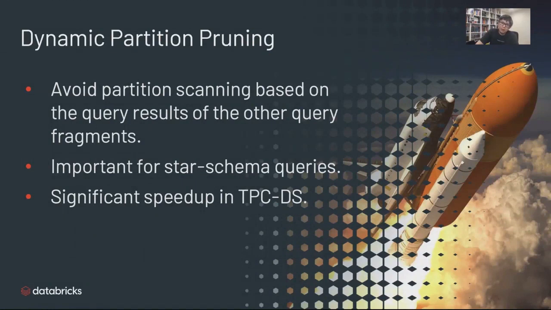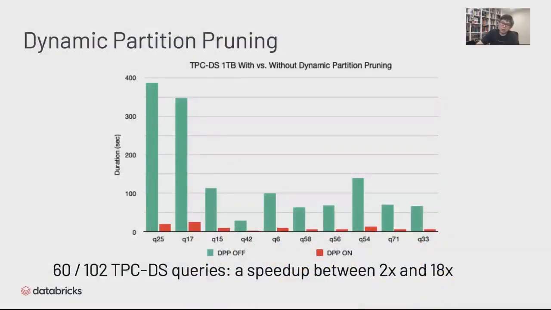Basically, dynamic partition pruning is to avoid partition scanning based on the query results of the other query's fragments. It is important for star schema queries. We can achieve a significant speed up in the TPC-DS queries. So this is the number. In the TPC-DS benchmark, 60 out of 102 queries show a significant speed up between 2 times and 18 times.